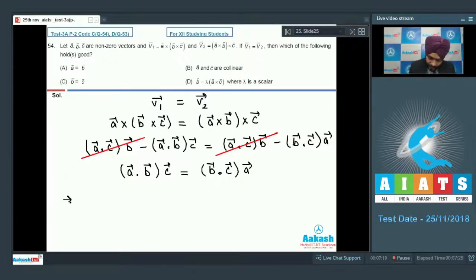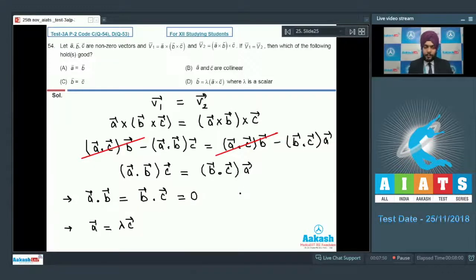So that means the first case is A dot B is equal to B dot C is 0. Then only 0 into C vector is equal to 0 into A vector can be the solution of this equation. Otherwise, C vector and A vector are collinear. That is the second possibility, because A dot B is a scalar, B dot C is a scalar. So some scalar into C vector is equal to some scalar into A vector, gives a simple result that A vector and C vector are collinear. That means this is the second possibility, where lambda will be equal to A dot B divided by B dot C. So A vector is equal to lambda C vector.